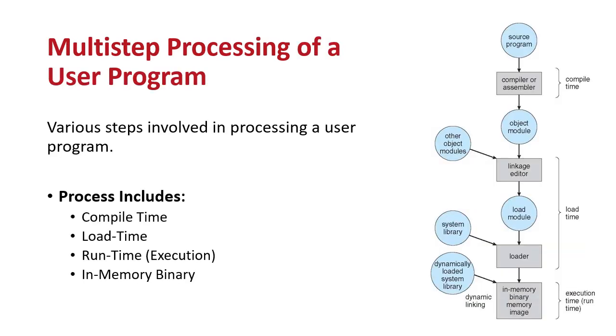Now, let's briefly discuss the multi-step processing involved in executing a user program. It starts with the preprocessor, which handles macros and file inclusion. Next, the compiler translates source code into assembly language. The assembler then converts assembly code into machine language instructions, ones and zeros. And finally, the loader brings the program into memory, ready for execution. Each step plays a crucial role in preparing the program for successful execution within the operating system.